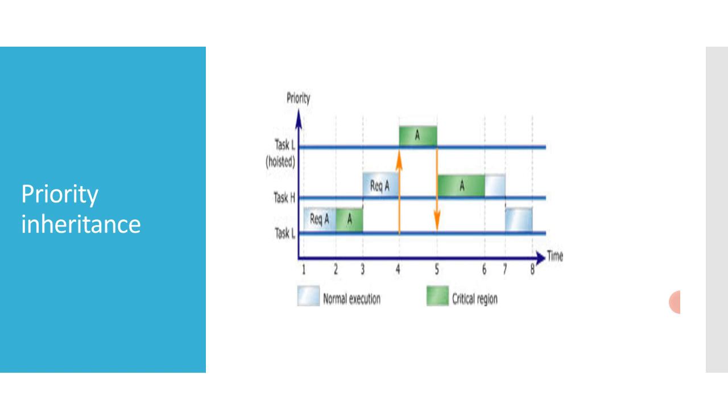In this figure, you can see priority inheritance solves the problem of priority inversion by elevating the priority of T3 to the priority of T1 while T1 is blocked on the semaphore. This protects T3 and indirectly T1 from preemption by T2.